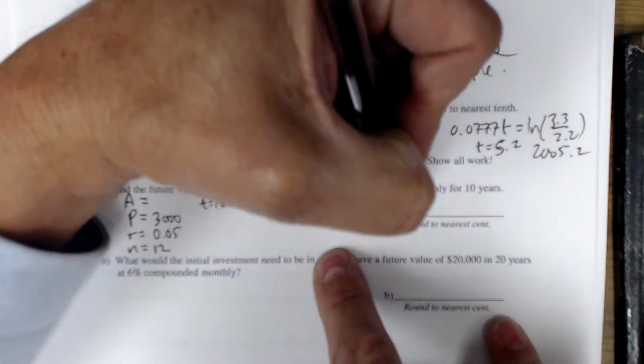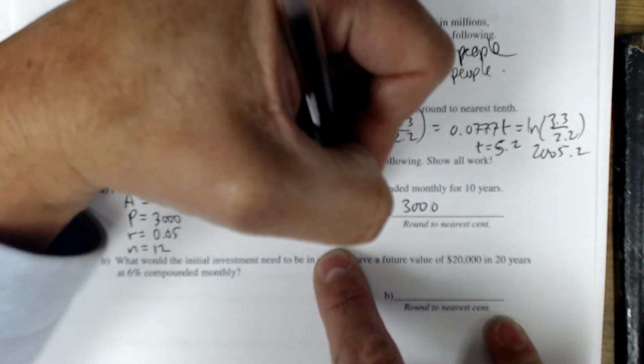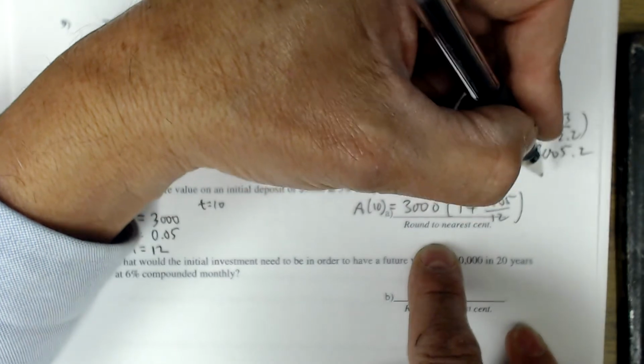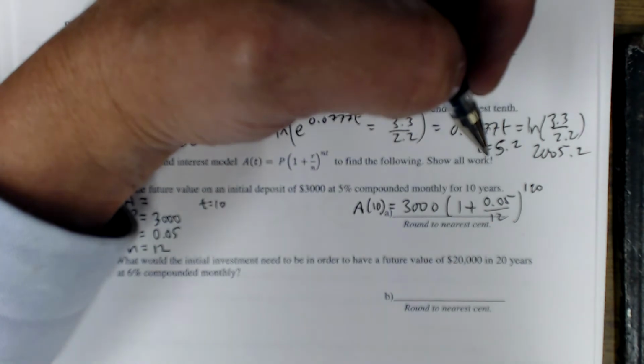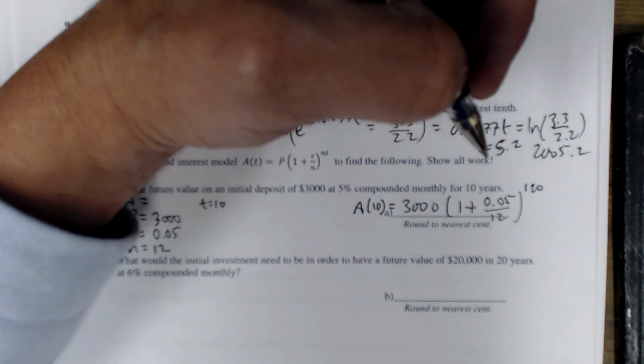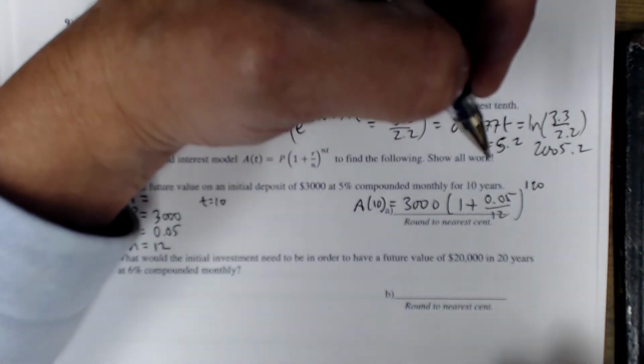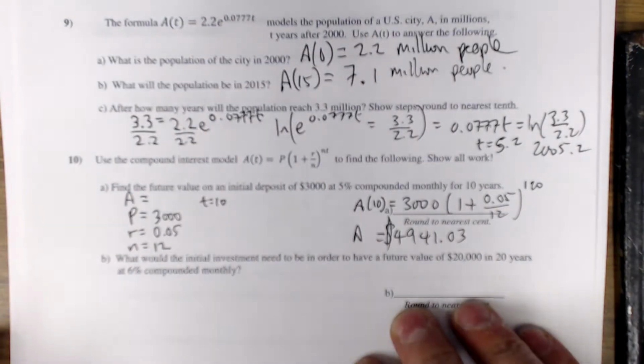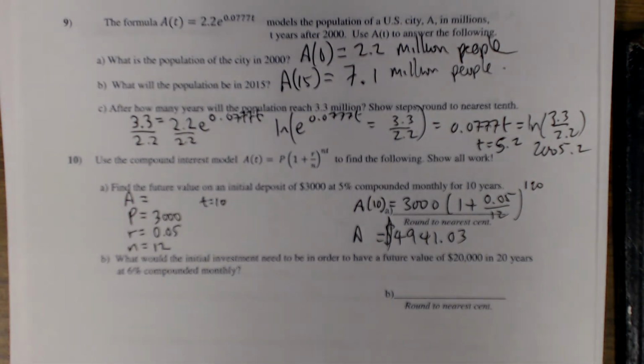So we have that my future value, A, after 10 years is 3,000 times 1 plus 0.05 over 12 raised to the 12 times 10, which is 120. So we key in 3,000, 1 plus 0.05 divided by 12 raised to the 120. That's going to give us $4,941.03 for my future value, assuming I did it correctly.